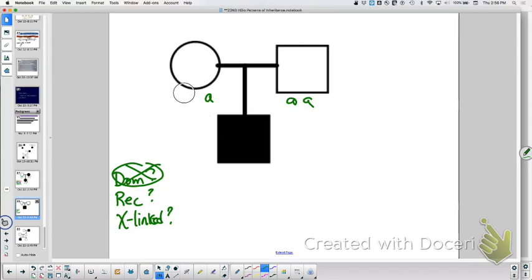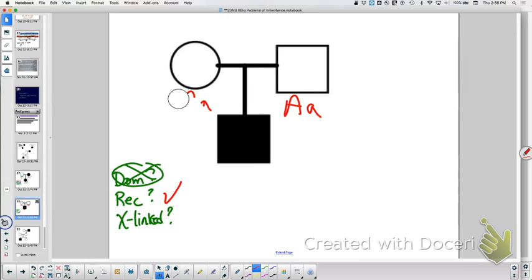All right, what about a recessive disease? Yes, because this individual who has it would be little a. Could these parents be keepers, hiders of little a? Yes. So yes, it does work for recessive traits.